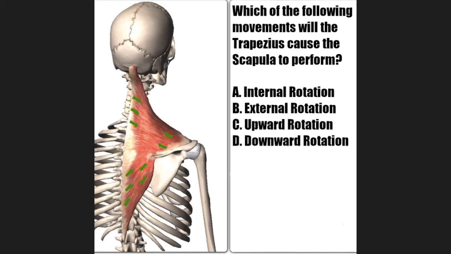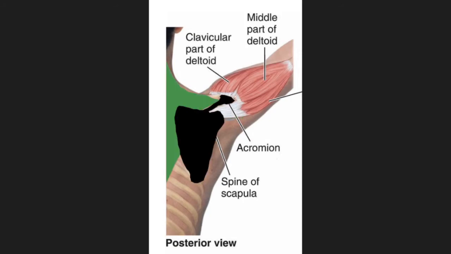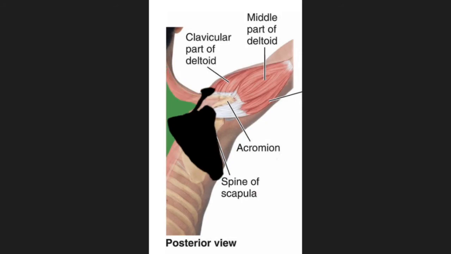We're going to superimpose a cartoon animation of a black scapula and a green trapezius over this textbook image. As the trapezius contracts, the distal attachments of this muscle to the scapula, which include the acromion of the scapula and the spine of the scapula, are pulled in the direction of the striations of the trapezius. This causes the glenoid fossa to point upward. Therefore, we have upward rotation.